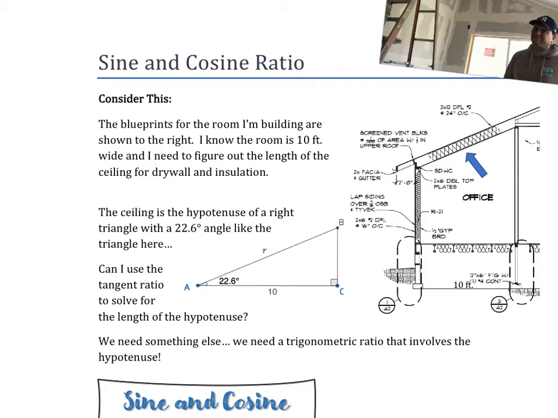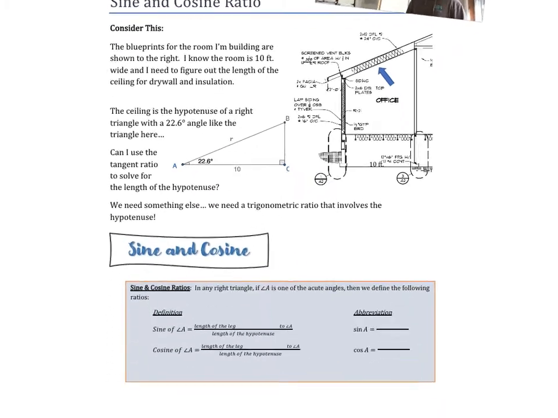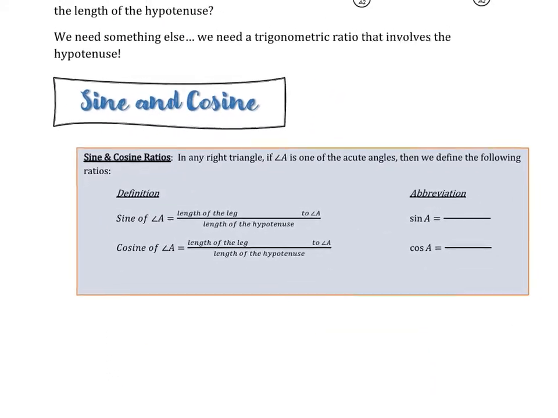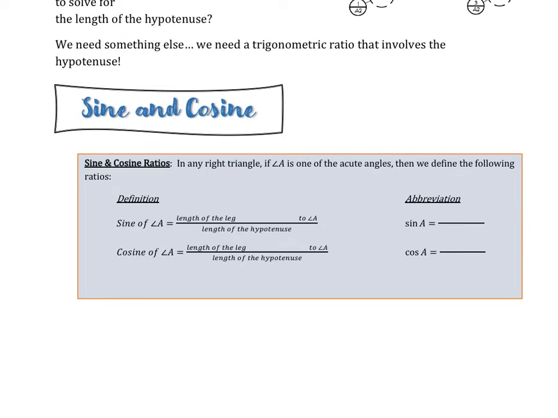Now, is tangent going to help us? Tangent, remember tangent? Tangent was opposite over adjacent. So tangent's not going to help us because tangent doesn't have anything to do with the hypotenuse. So we need something new, and we're going to call these ratios the sine and the cosine. So remember, trigonometry is the ratio of sides in a right triangle.